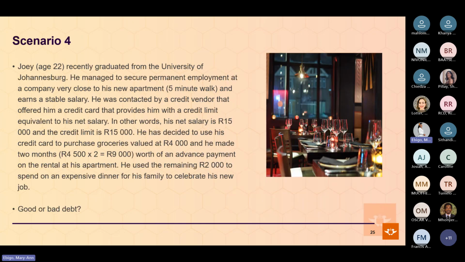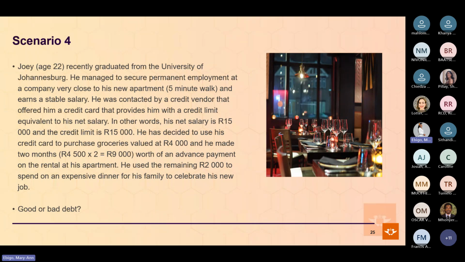Scenario 4 has Joey, who's age 22, recently graduated from the University of Johannesburg. He managed to secure permanent employment at a company very close to his new apartment. So it's a 5-minute walk, and he earns a stable salary. He was contacted by a credit vendor that offered him a credit card that provides him with a credit limit equivalent to his net salary. In other words, his net salary is 15,000 Rand and the credit limit offered is 15,000 Rand as well.